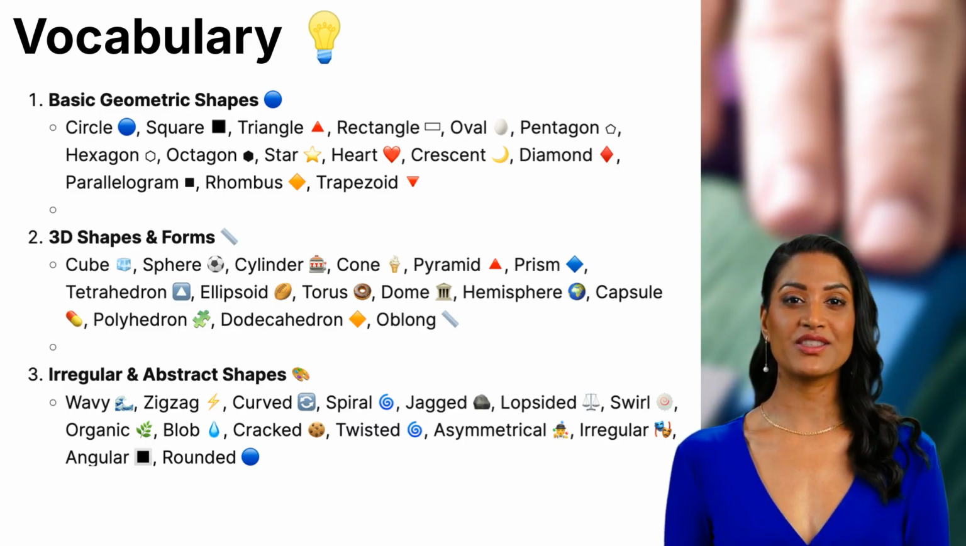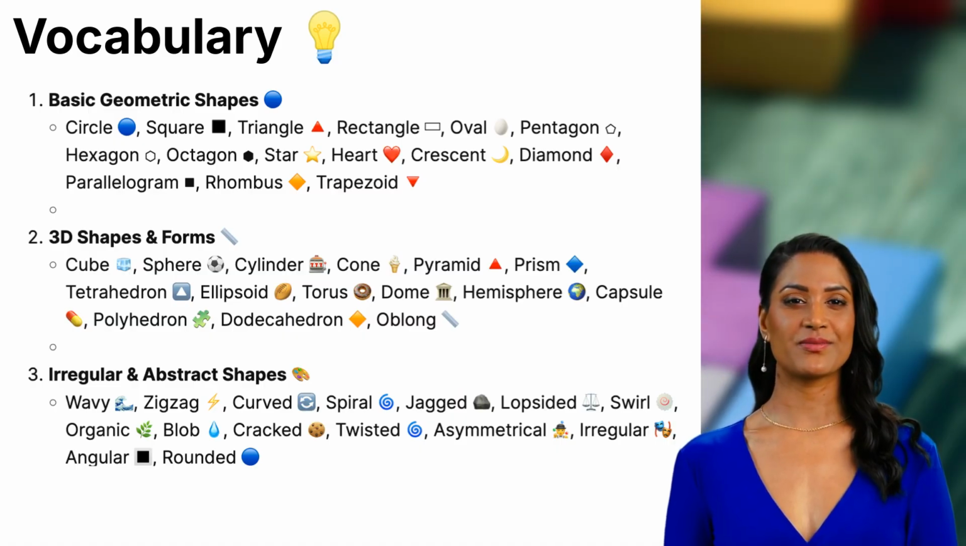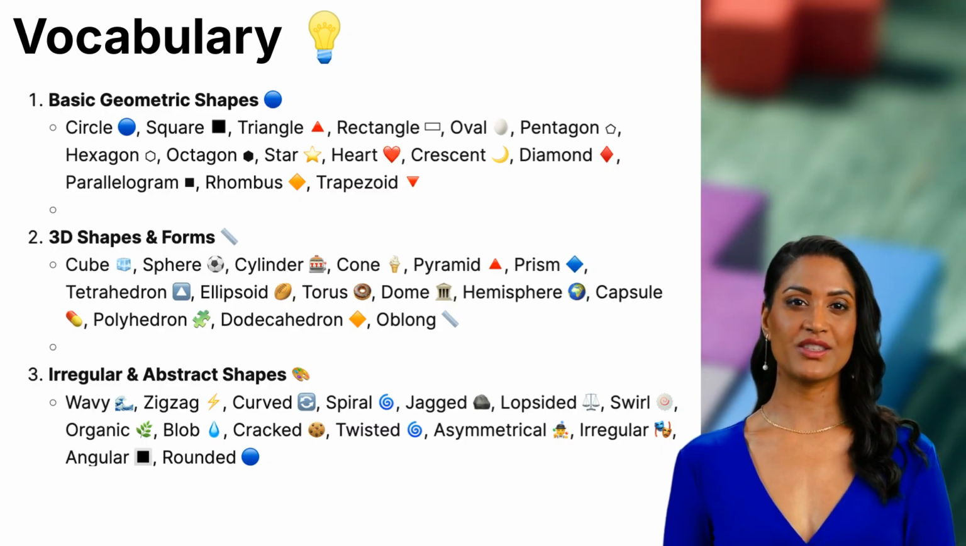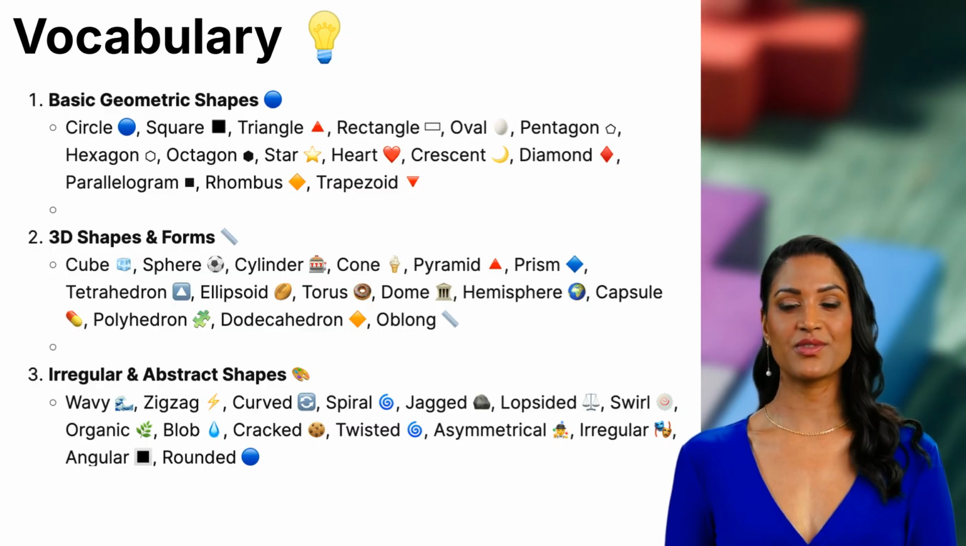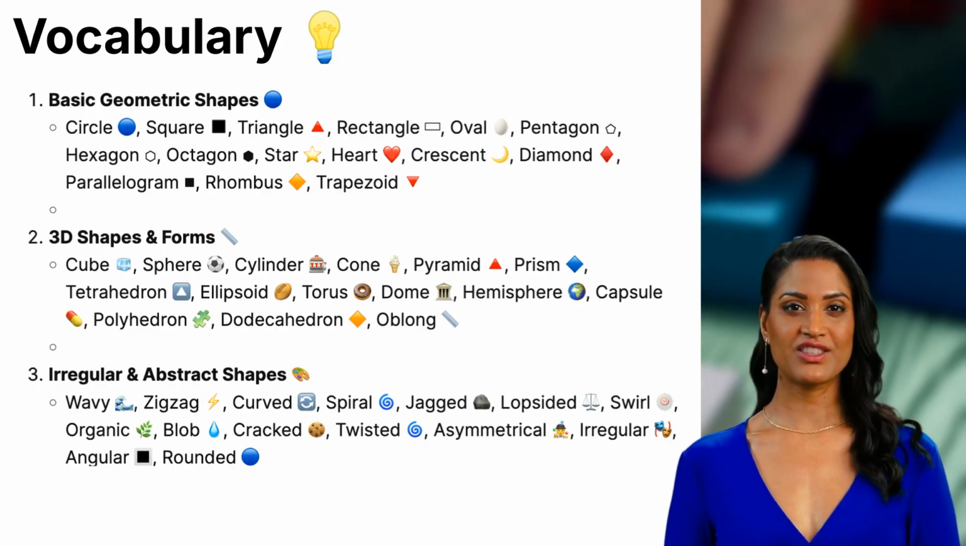Spiral, a shape that winds around a central point. Jagged, a rough shape with sharp edges. Lopsided, a shape that is uneven or imbalanced. Swirl, a rounded looping shape like a whirlpool. Organic, a free-flowing natural shape. Blob, an undefined rounded shape.